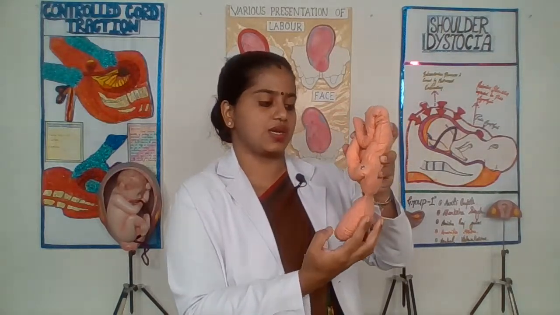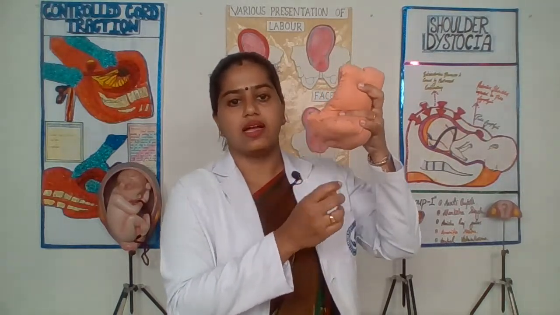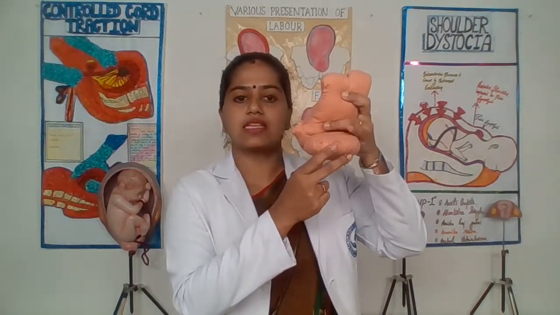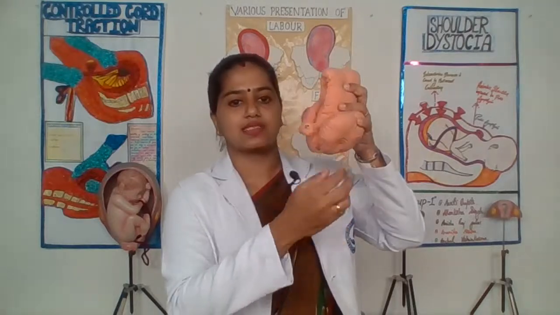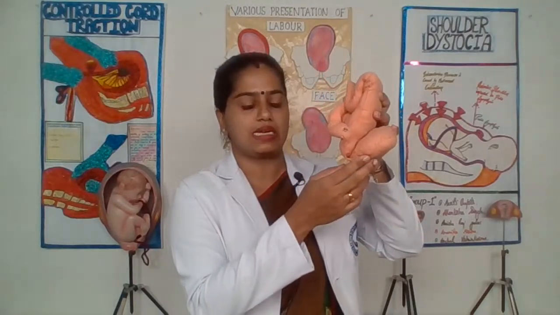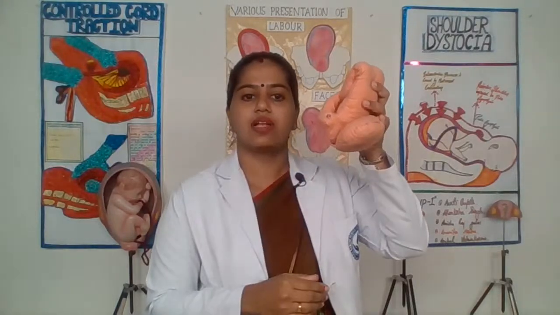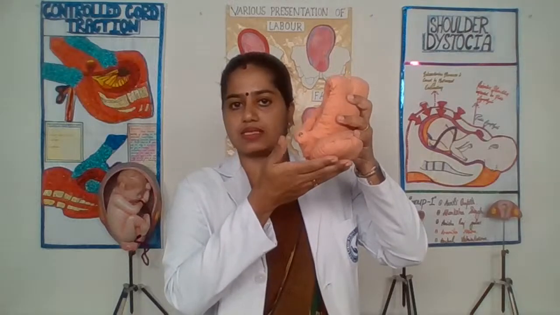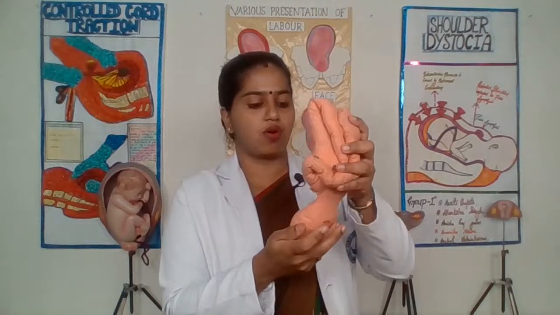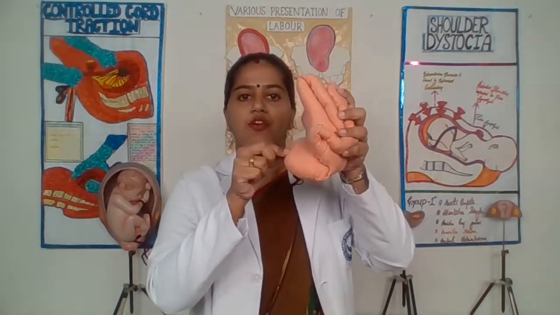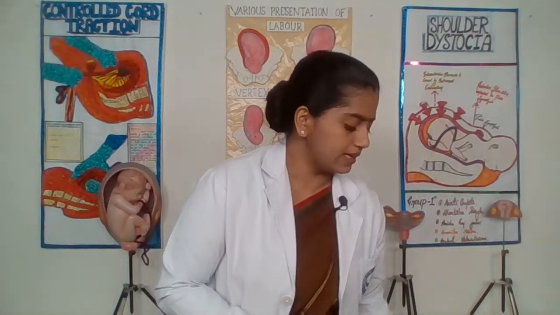So in extension, the head will be extended. When the head is in hyperextension, then it is known as the face presentation. Usually flexion will be there. If it goes into complete extension, so the neck will be extended, then it is known as hyperextension of the head. That leads to the face presentation. Like this, the fetus will be present in the lower segment of the uterine cavity. This type of presentation is known as the face presentation, that is hyperextension of the neck.